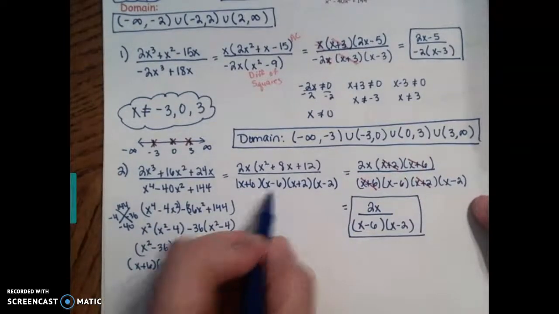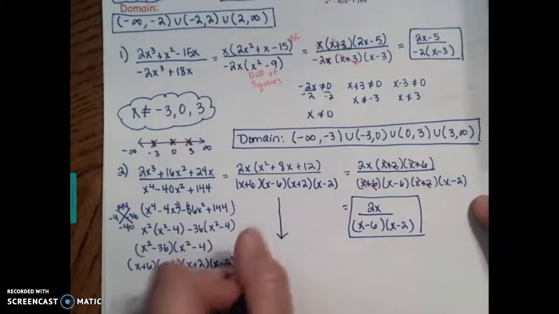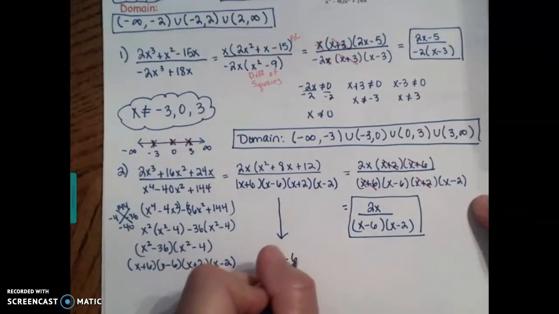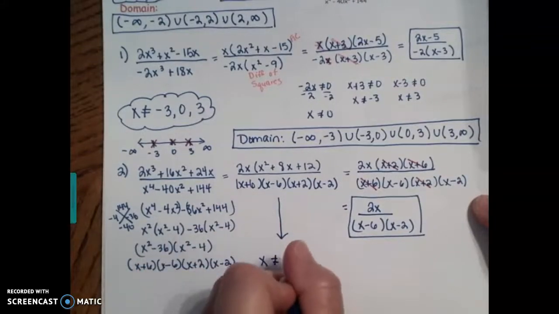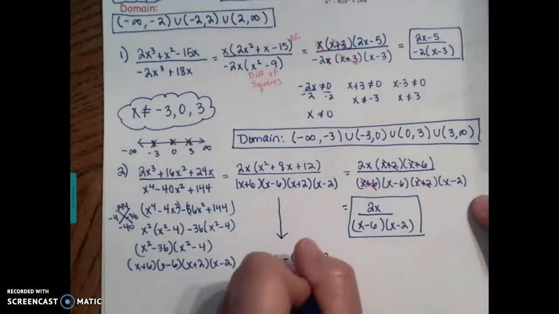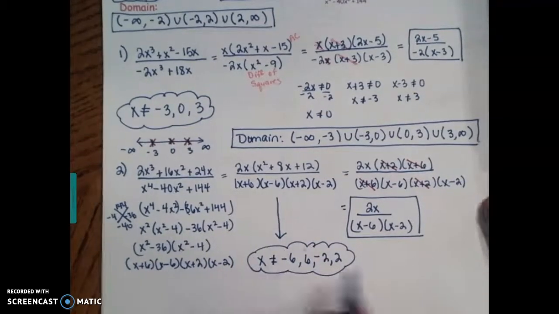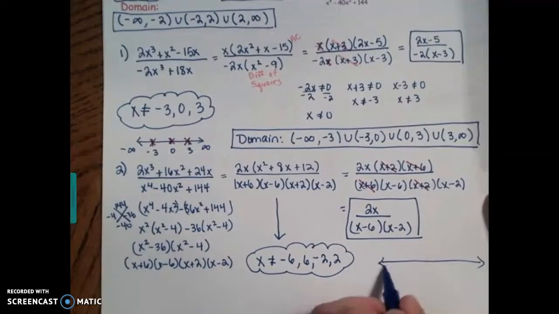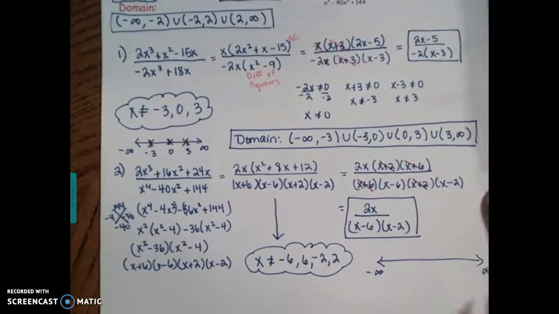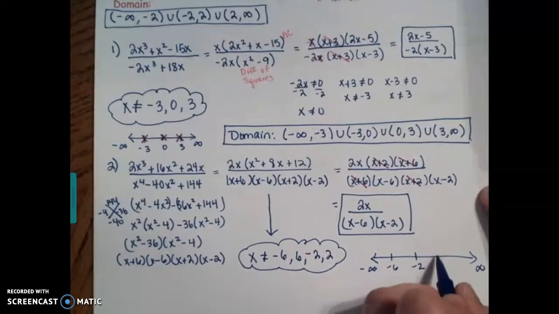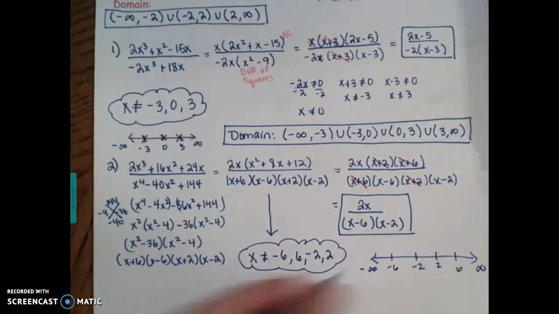Okay, so here I'm going to look at my restrictions. So x could not be negative 6, x could not be positive 6, x could not be negative 2 or positive 2. So there's my restrictions. So again, to give you that visual, I'm going to put these in order. So negative 6, negative 2, 2, 6.